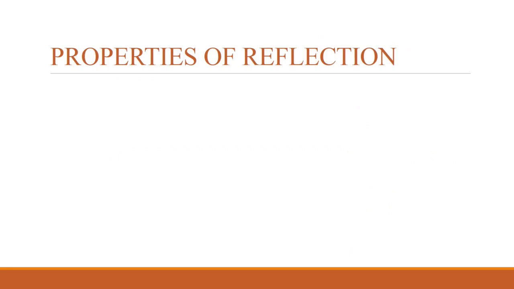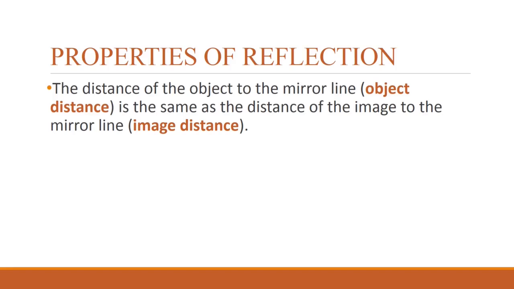Now let's look at the properties of reflection. The first property is that the distance of the object to the mirror line, which we call the object distance, is the same as the distance of the image to the mirror line, which we also call the image distance. What this implies is that in reflection, always the object distance must be equal to the image distance.